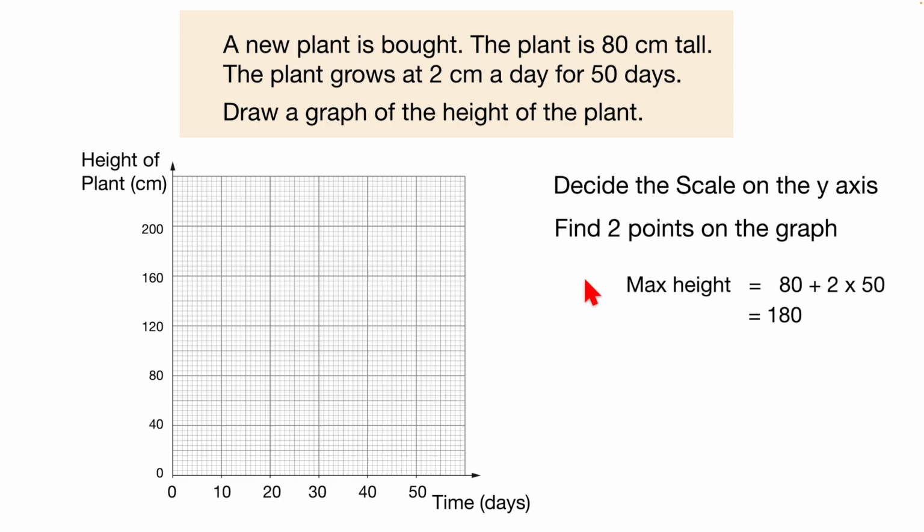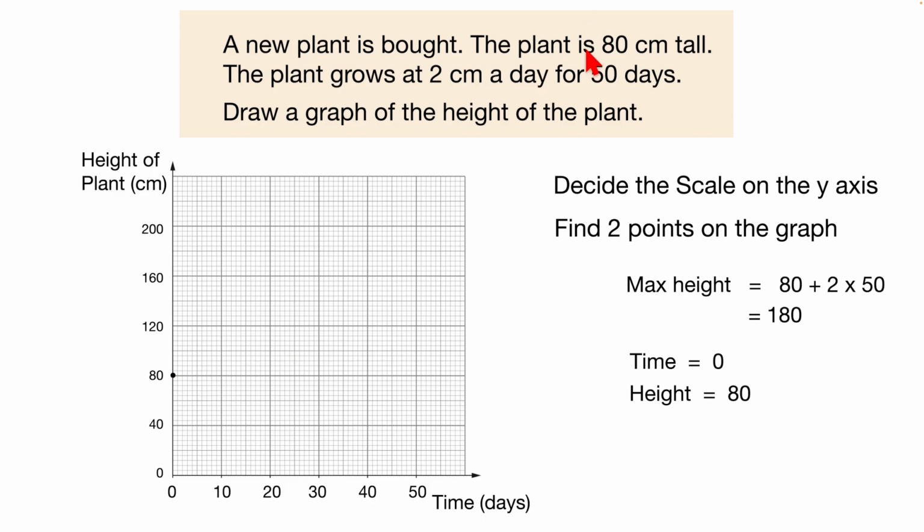Right, let's think of 2 points on the graph. Remember, go for time 0. At 0, the plant is 80 centimetres tall. So we have it. Just write it over there. Time is 0, height is 80. We have a point here. Very useful. What else have we got?